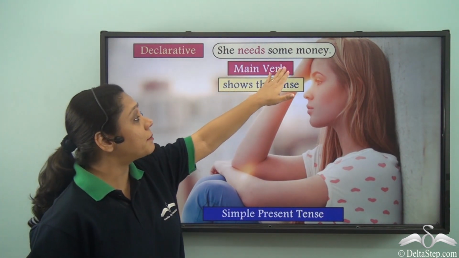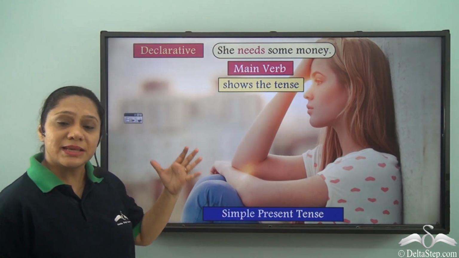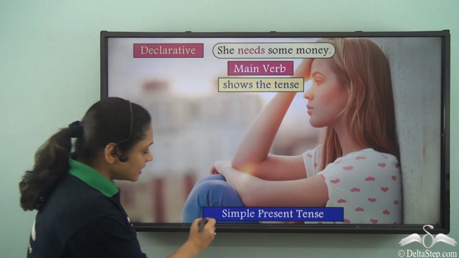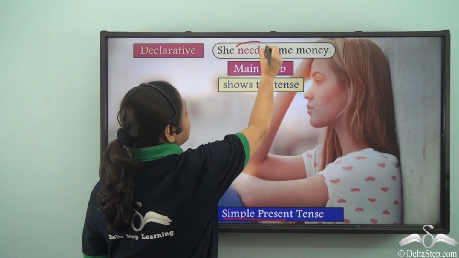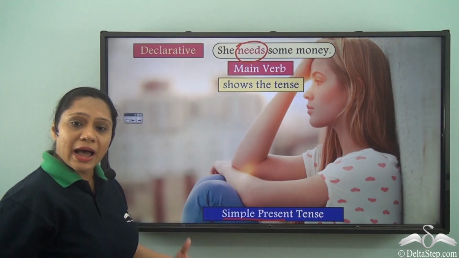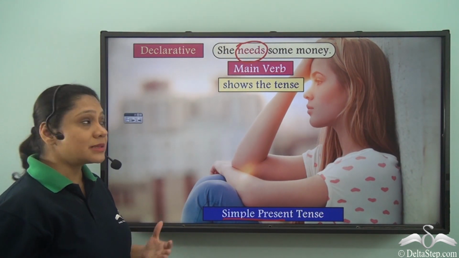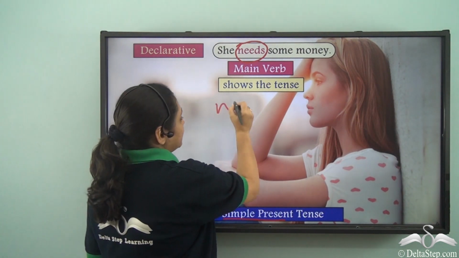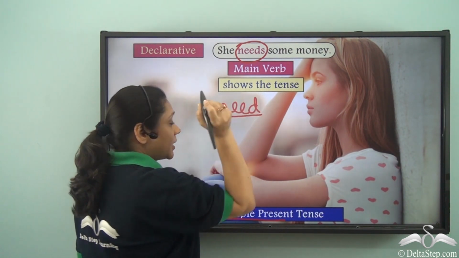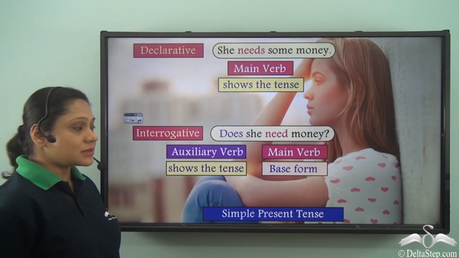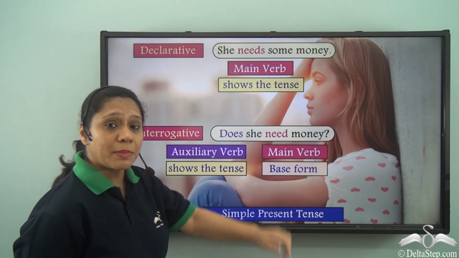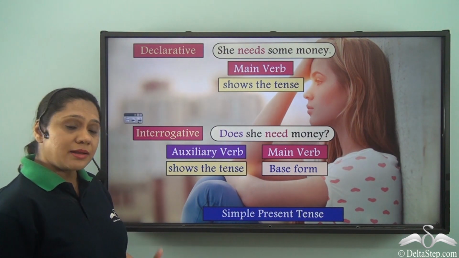Now let us read this sentence here. She needs some money. This is a declarative sentence portraying the simple present tense where needs is the main verb and it is showing us the tense. Now needs is formed from the base verb need. Now let us look at another sentence. Does she need money?